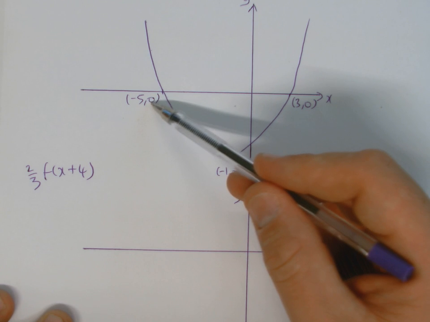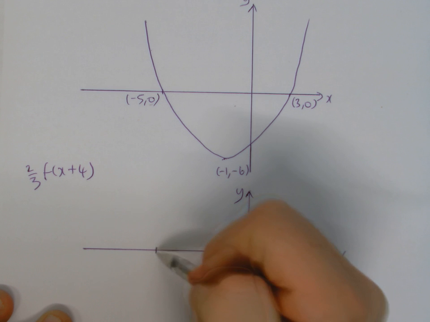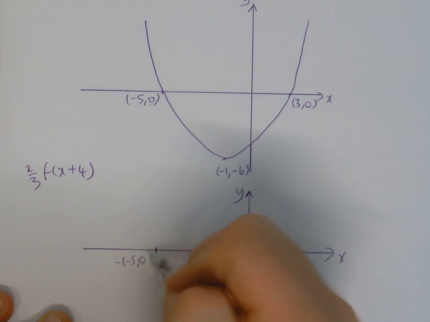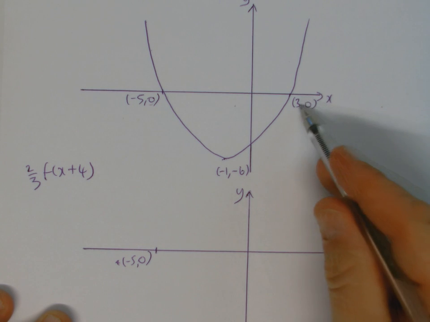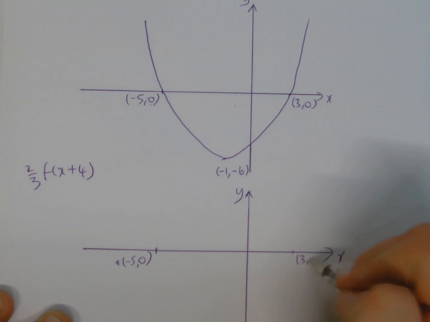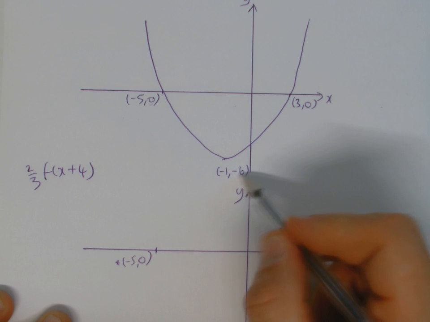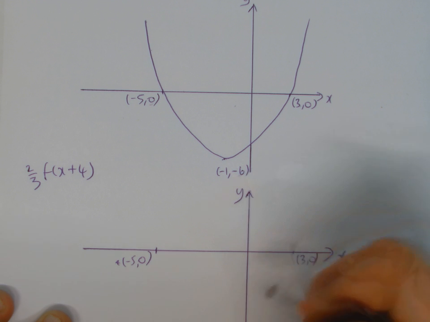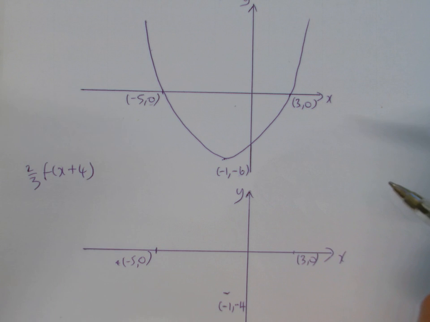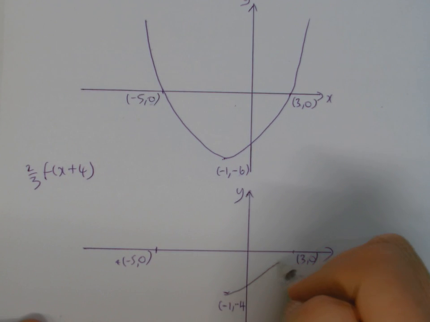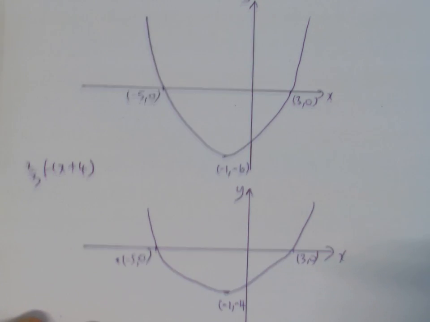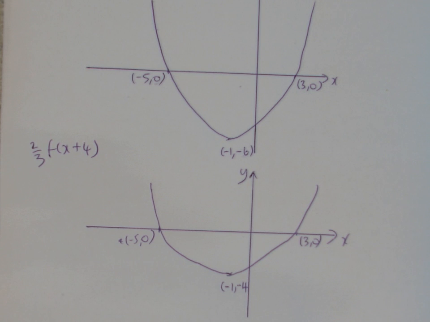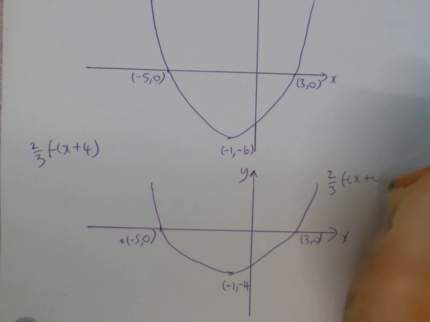What's great is, if you multiply the y values there by 2/3, it doesn't change, because 0 times 2/3 is still 0. So that's going to be in place. Nothing alters. Minus 5, 0. And the same is true here, 3, 0. The y value is unaltered. But of course here, the minimum, if you times that by 2/3, that's going to be affected. Times minus 6 by 2/3, you get minus 4. So the minimum stays at minus 1 for the x value, but the y value is minus 4. Then you can draw your curve. Better if I had turned it upside down, it would have looked a bit better. But there you draw your curve, and you've got now 2/3 f of x plus 4.